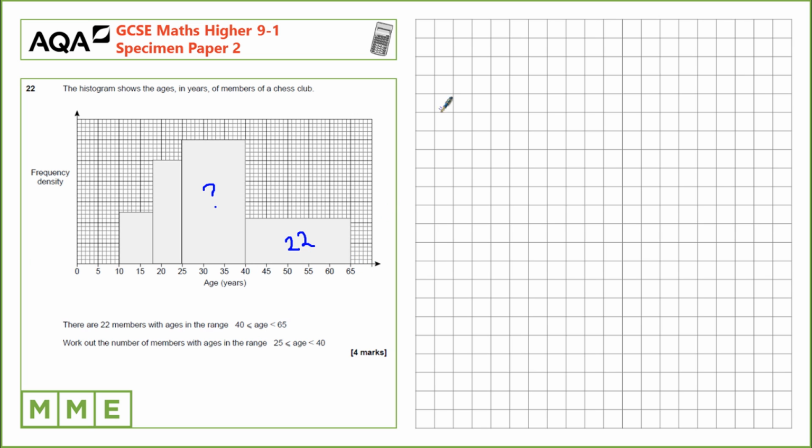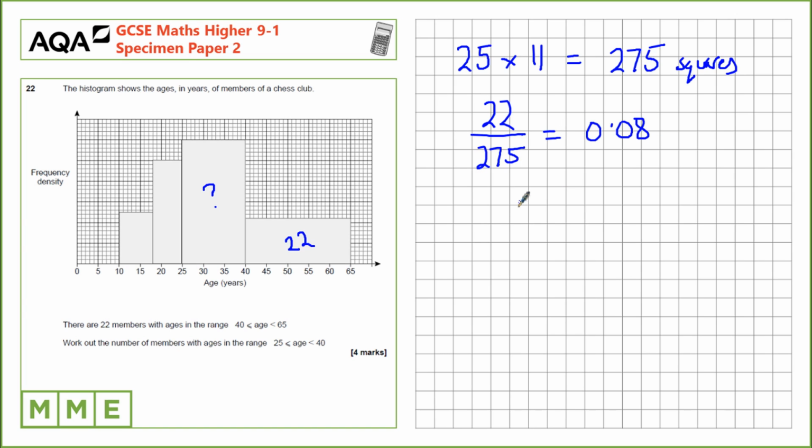So the area here is 25 multiplied by 11 squares up, which is 275 squares in total. And then if we divide the number of people that this represents by the number of squares, we can find out how many people one single square is worth. If we know what one single square is worth, and we knew how many squares were in this, we could multiply this by the number of people per square to get the number of people. So 0.08 people per square.